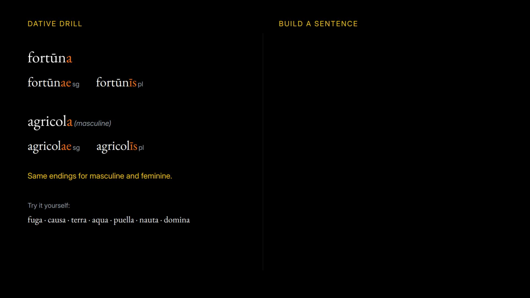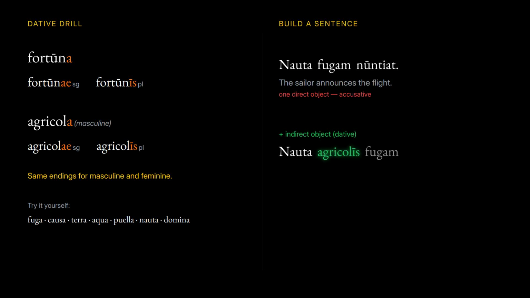Now build a sentence. Start simple. Nauta fugam nuntiat. The sailor announces the flight. One verb, one direct object in the accusative. Now add the people receiving the news. Nauta agricolis fugam nuntiat. The sailor announces the flight to the farmers. The dative plural indirect object stands before the accusative direct object. Listen once more. Nauta agricolis fugam nuntiat.